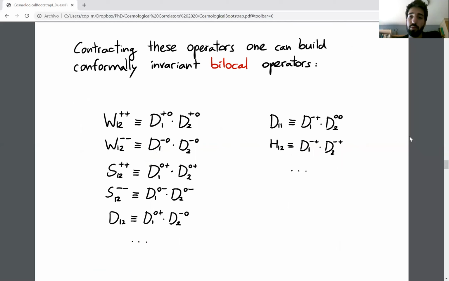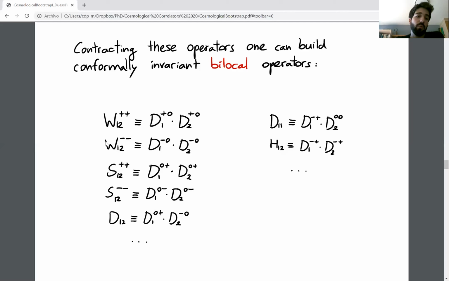Right, so once we have those operators in those representations, one can contract their free indices in order to create conformally invariant operators. Of course, one has to do this with operators that act on different points, different coordinates, x1 and x2, for example. And so the resulting objects will be conformally invariant operators which are bilocal. So for example, this one, this W++ is the result of contracting the operator that raises the weight at point 1 and the one that raises the weight at point 2.